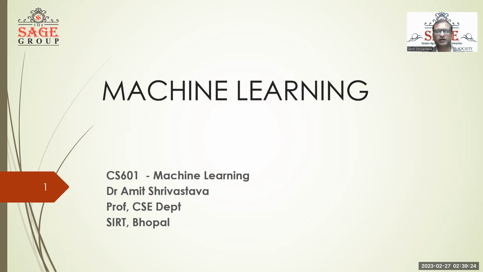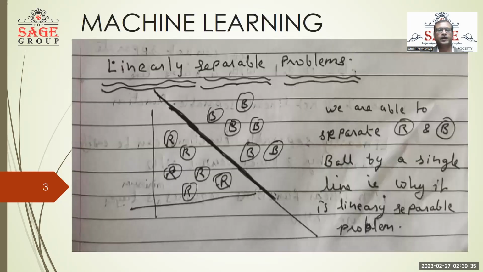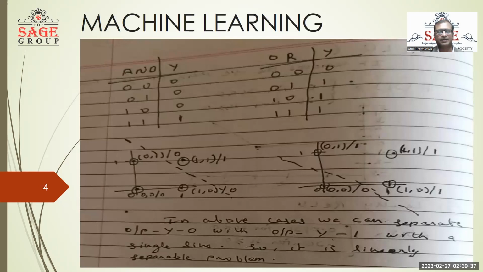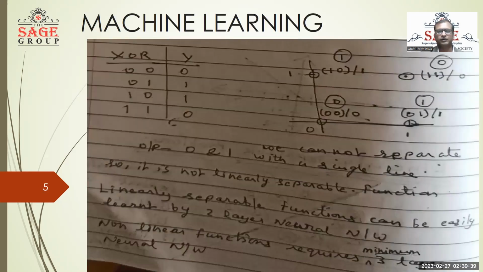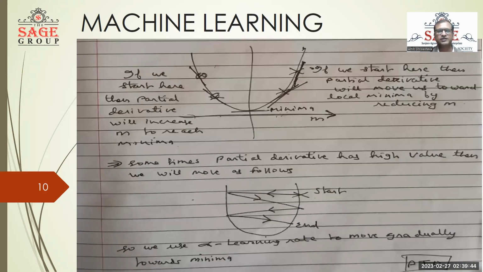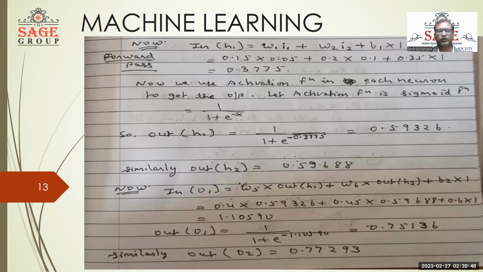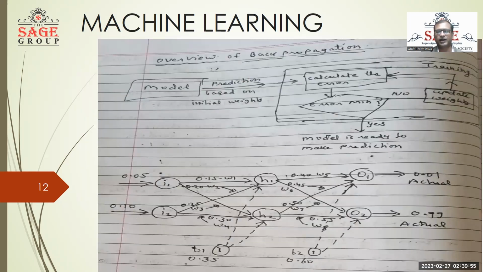So this is the second lecture on neural network, which is in continuation with my first lecture. So previously, we have already seen what are linearly separable problems and how the gradient descent principle works, what is the backpropagation technique, and how we apply the backpropagation technique in the neural network to solve this numerical, right?